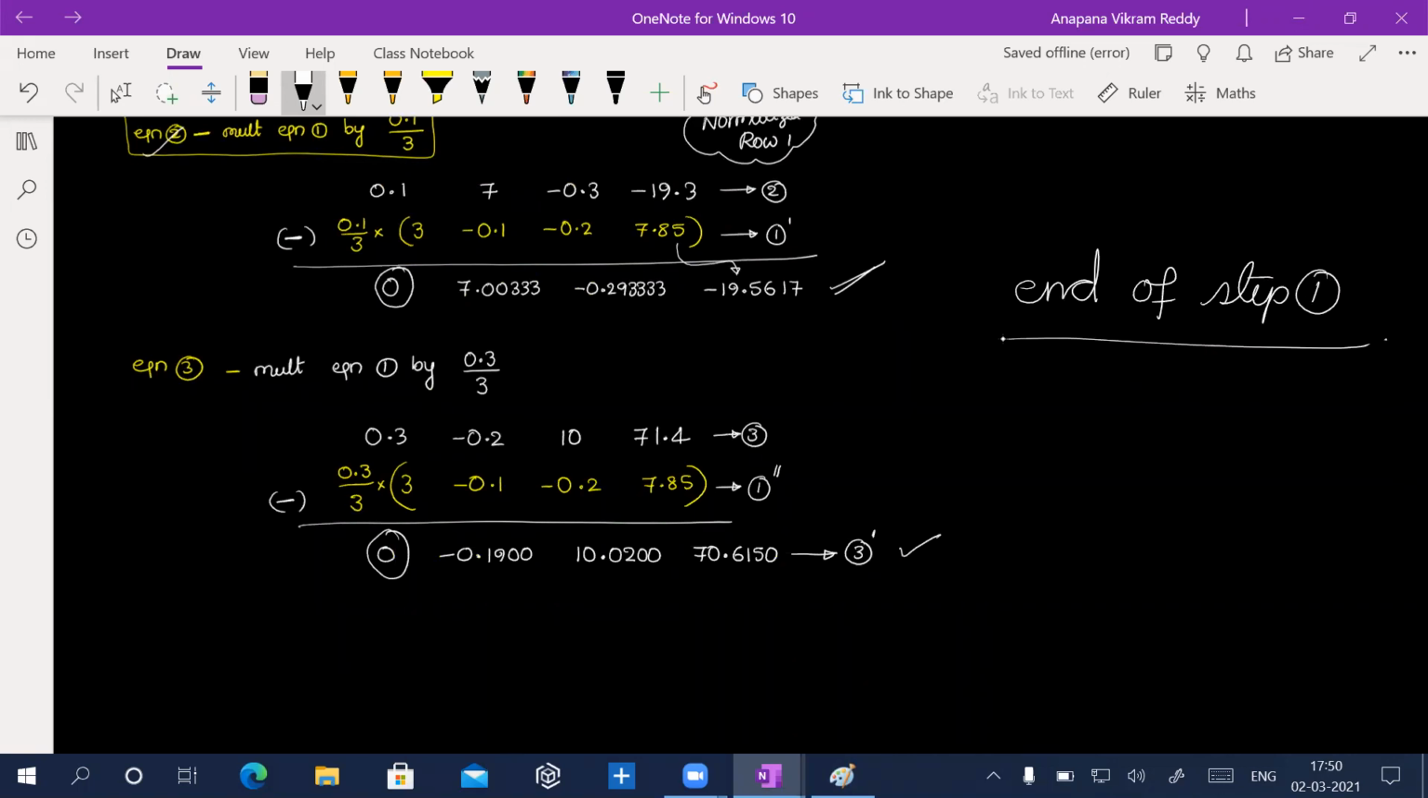All right. The end of step 2 and backward substitution, we will do tomorrow. Okay, we'll stop for now. Are we clear so far? Yes, sir. Thank you.